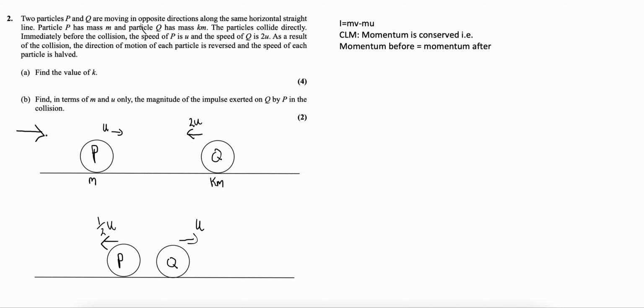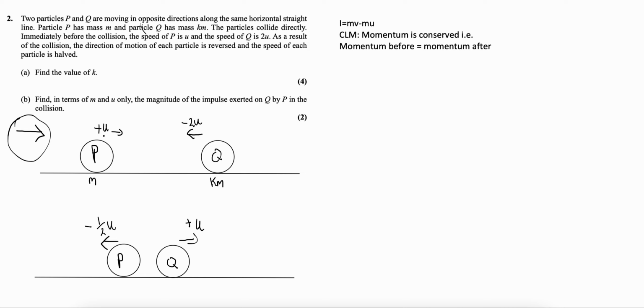So if we are picking right as positive, this u is going right, so it's positive. This 2u is going left, so it's negative. This is going left, so negative. This is going right, so positive. Get all your signs correct in the context of your global positive direction.